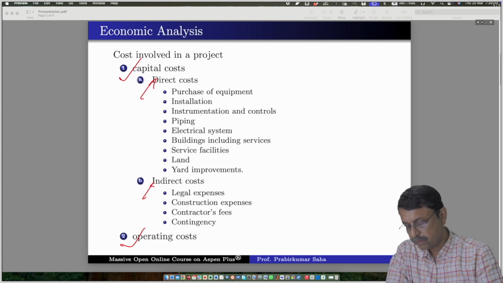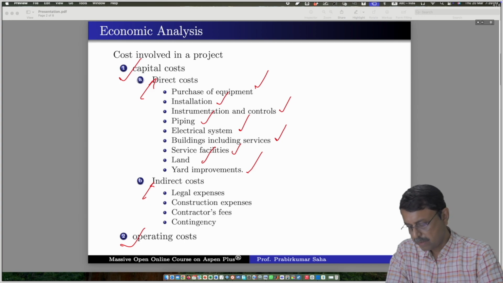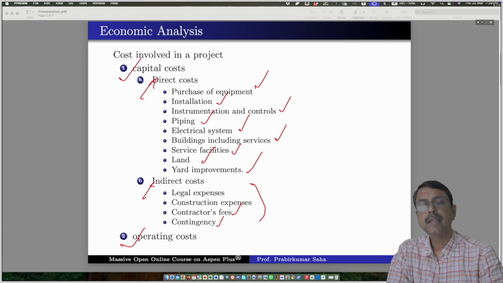The direct costs are purchasing equipment, installation, instrumentation, control, piping, electrical systems, buildings including services, service facilities, land, yard improvements, and many other things that I might have missed out. And indirect costs are mainly legal expenses, construction expenses, contractor fees, and contingency. So these are included in the capital cost portion.